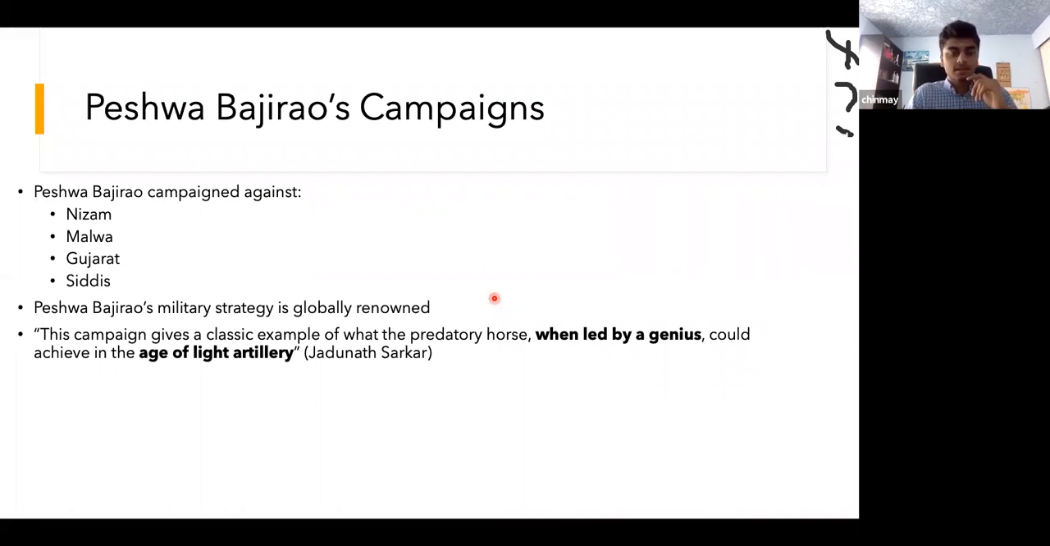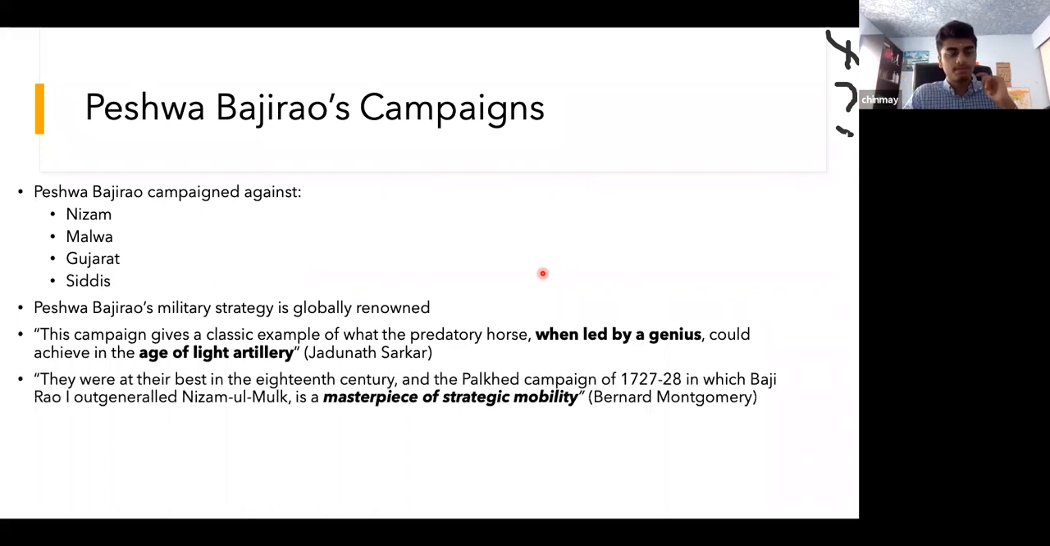"The campaign gives a classic example of what the predatory horse, when led by a genius, could achieve in the age of light artillery." So this was the 1700s. Guns were already a huge part of warfare. But Peshwa Bajirao's ingenious military tactics allowed him to be one of the best cavalry generals ever known in the history of this world, despite being in the era of guns. He revolutionized the Maratha cavalry in the time of guns. That is an incredible achievement for the Marathas and for India itself.